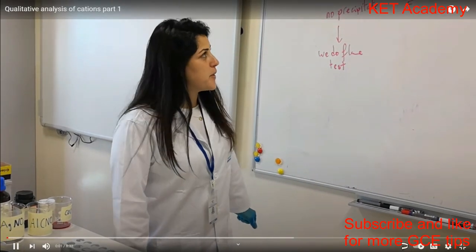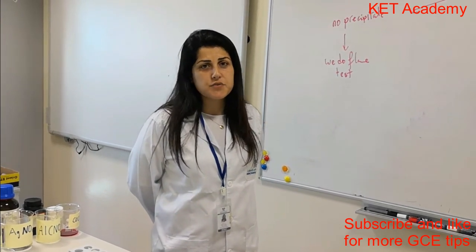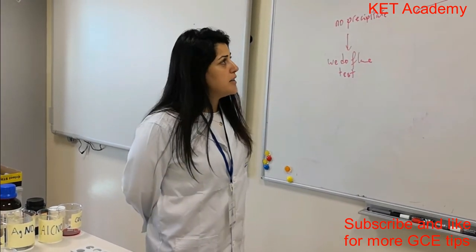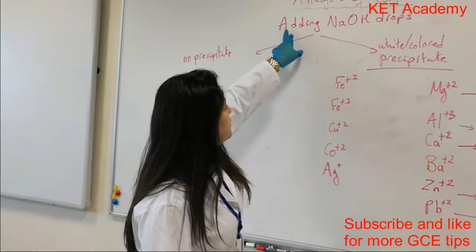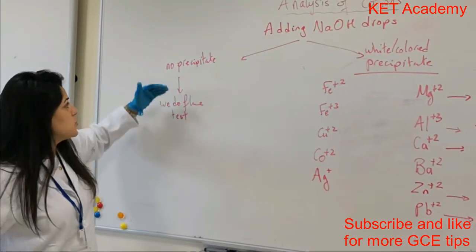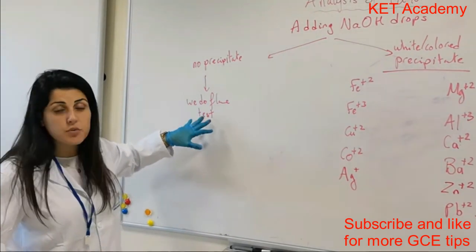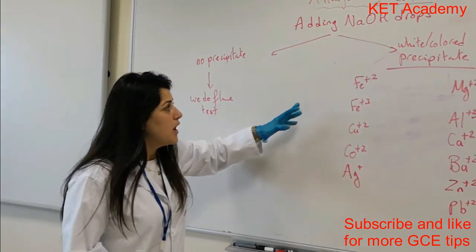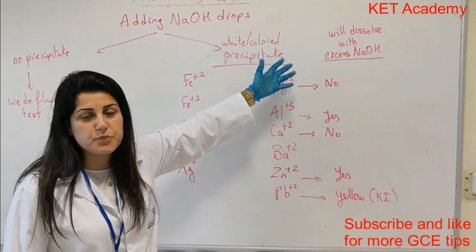Okay, in today's experiment, we are going to do a qualitative analysis for the cations. Anytime I have a cation solution, the best way to identify them is to add sodium hydroxide drops. Some of the cations will not form a precipitate, so we will identify those cations by doing the flame test. Other cations will form a white precipitate or a colored precipitate.